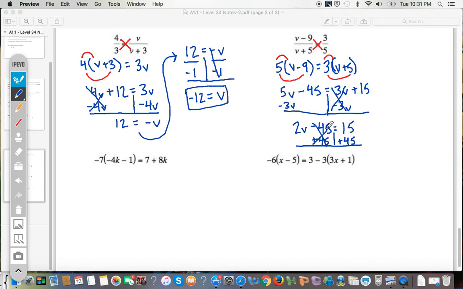So negative 45 plus 45, that cancels. So, because I'm running out of room, I'll go right up here. I'm left with 2v equals 15 plus 45. So 15 plus 45, which is 60. So, one more t-chart. Divide by 2 to get v by itself on both sides. So I'm left with v equals 30.